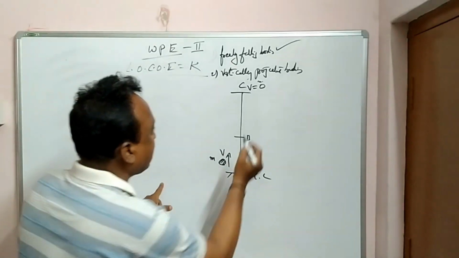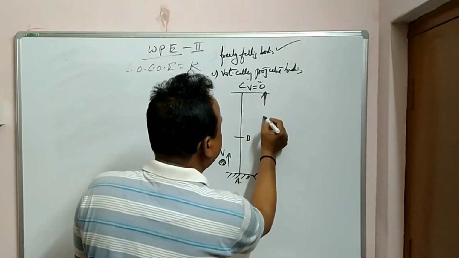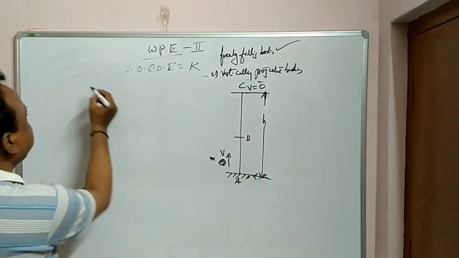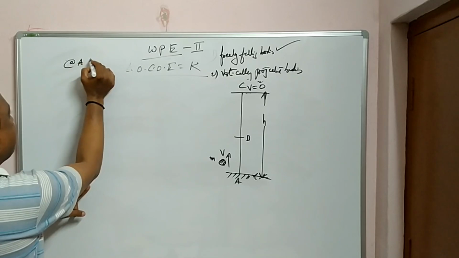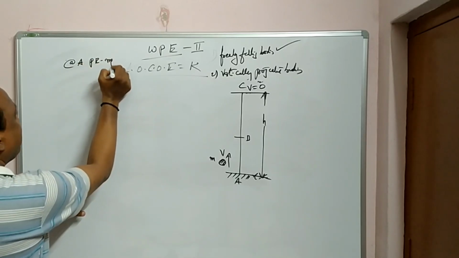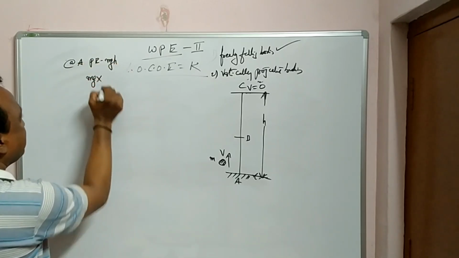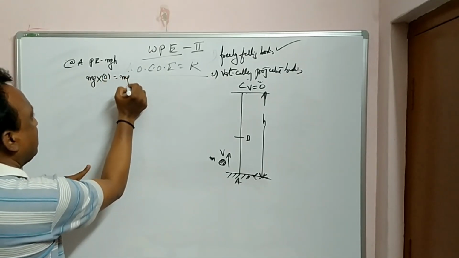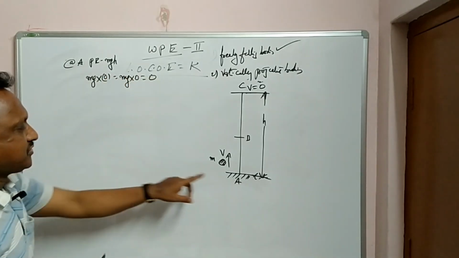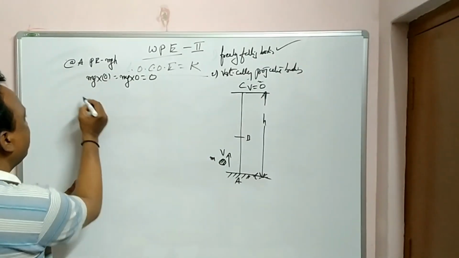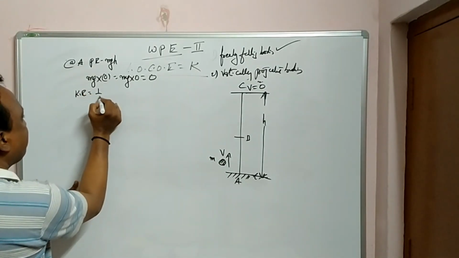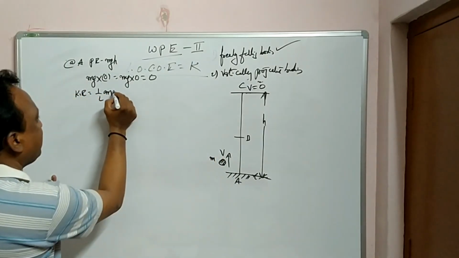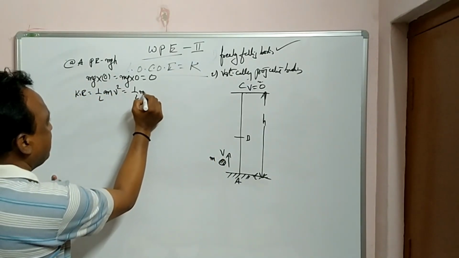So first I'll try here from A. I'll give some values here. Let the total height be H. Now at A, the PE formula is mgh, m into g into h. At ground level, what is the height? 0. So mg into 0 is equal to 0. So at A, potential energy is equal to 0. Now the KE formula is half m into velocity. With how much velocity is it projected upwards? V. So half m into V square, that is equal to half m V square.